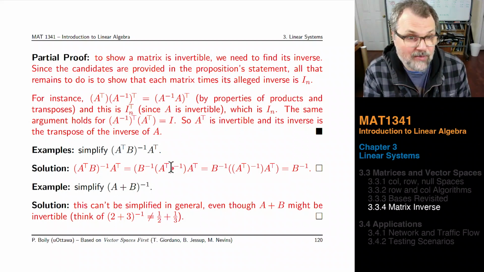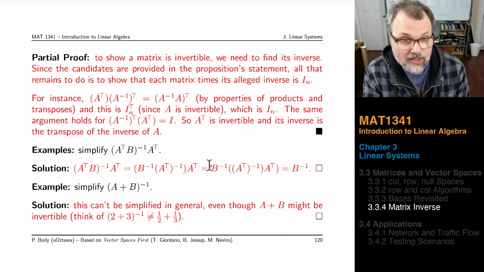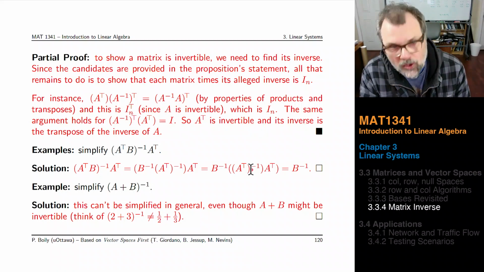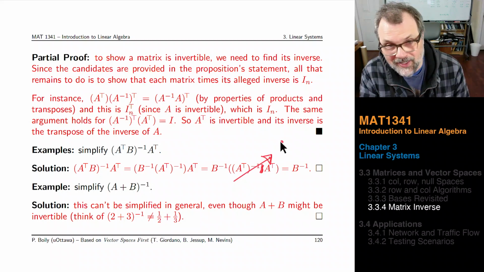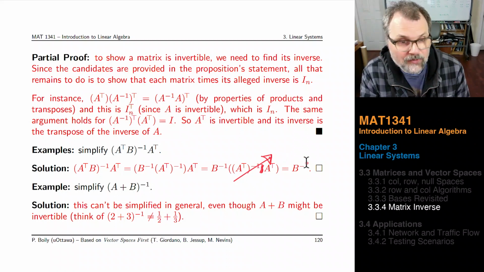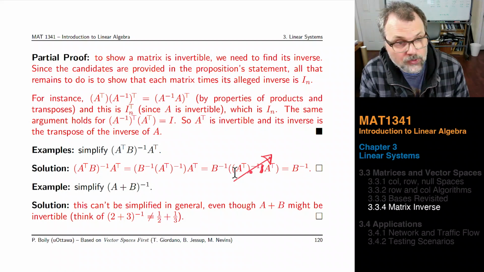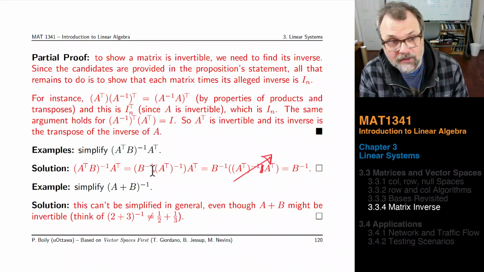So let me do that. Let me multiply A transpose inverse and A transpose. Well, what's the product of these 2 matrices? One is the inverse of the other one. And so automatically, they cancel, or they go to the identity matrix, and B inverse times the identity is just B inverse. So you can simplify this to some extent.